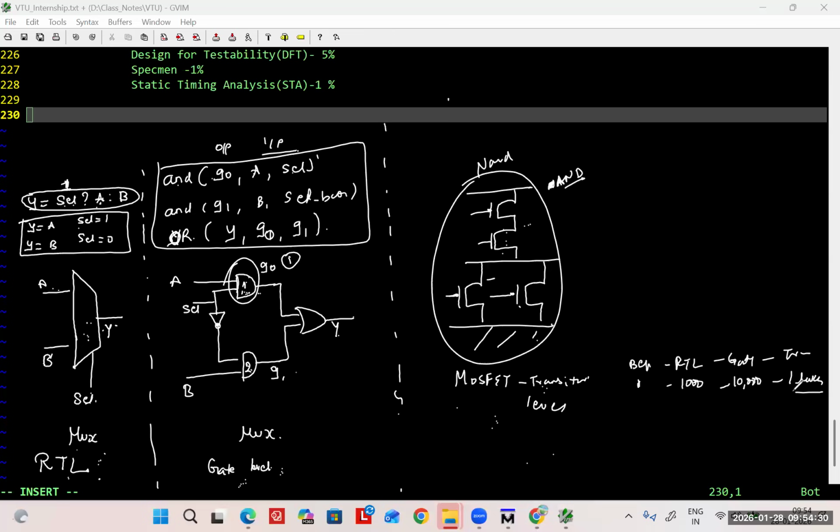Can you feel the difference now? Huge difference has come. So, which is better for you? Transistor or gate? Gate. Gate or RTL? RTL, sir. RTL or behavioral? Behavioral.